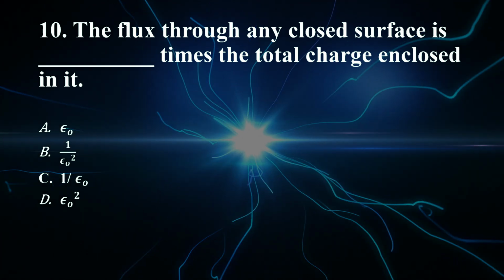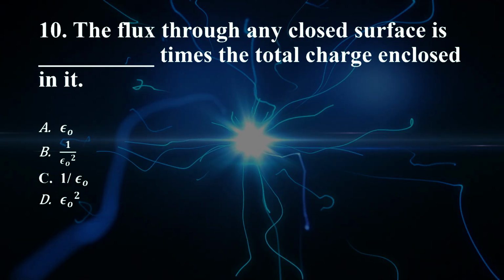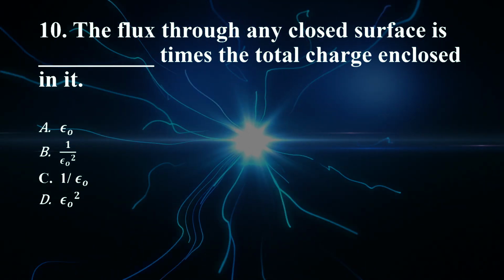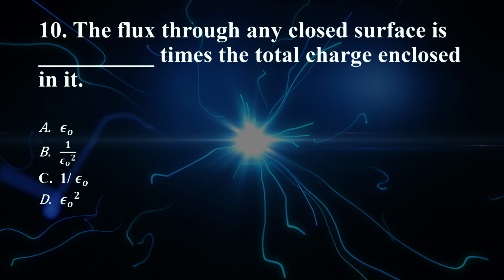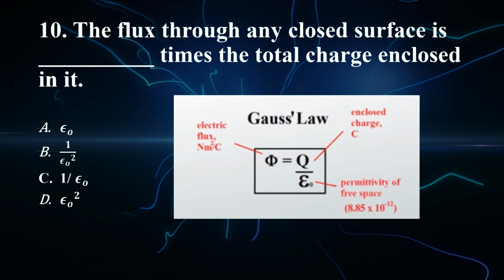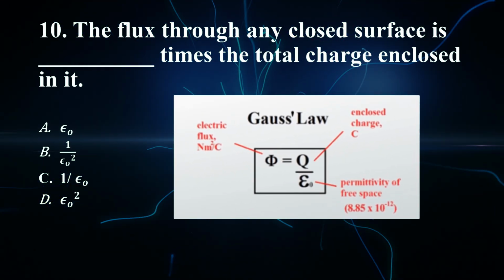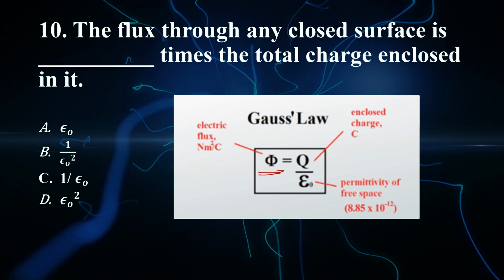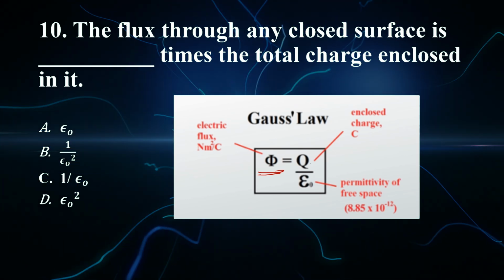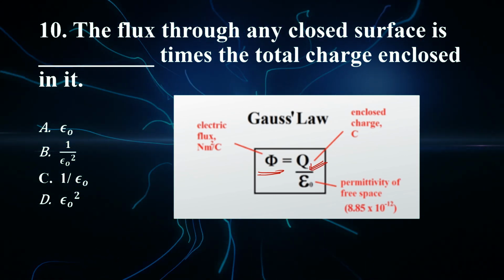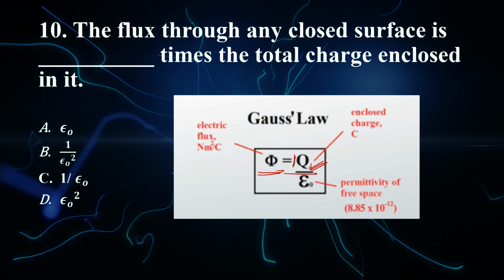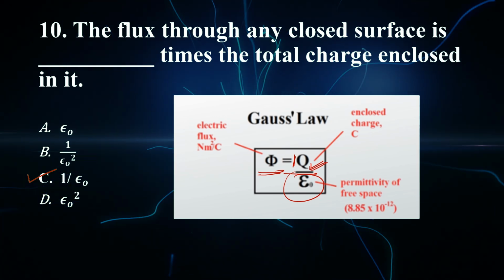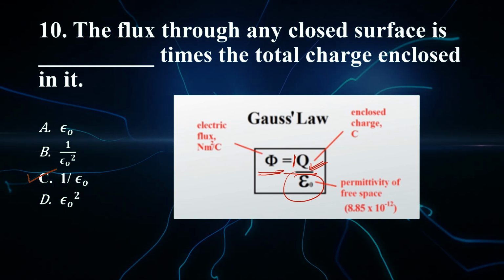Okay, the flux through any closed surface is dash times the total charge enclosed in it. Epsilon naught, 1 over epsilon naught squared, 1 over epsilon naught, or epsilon naught squared. So this is the statement of Gauss's law, and Gauss's law says that the total flux passing through any closed surface is dash times the total charge enclosed in it. So dash times means 1 over epsilon naught times. Okay, this is Gauss's law, you have studied it in your second year classes.